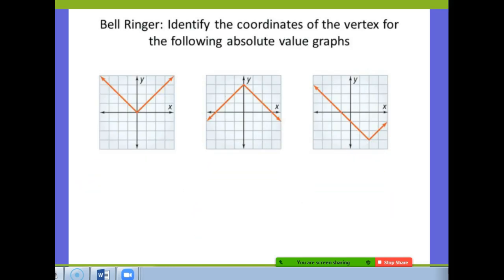We're going to really look at how they relate back to the absolute values that we focused on in previous chapters. So go ahead, take a minute, and identify the coordinates of the vertex for each of the following absolute value graphs.